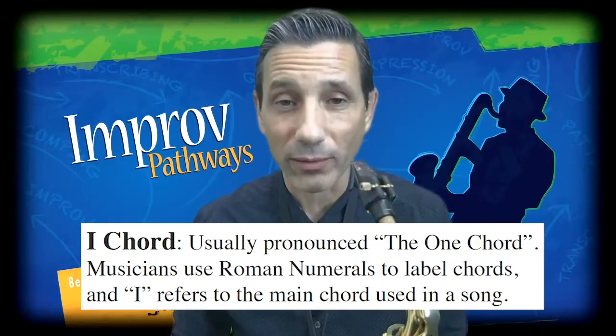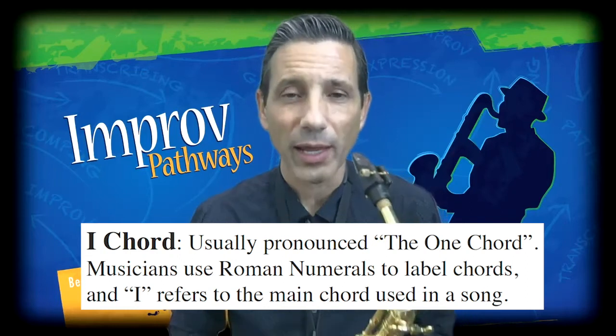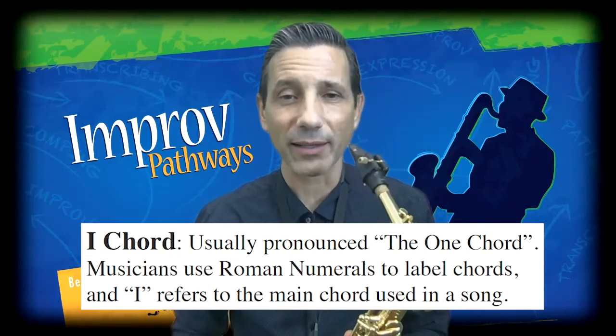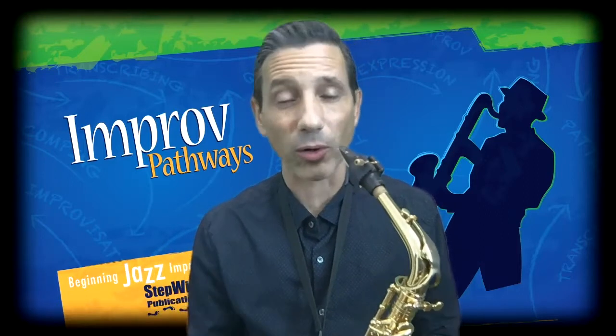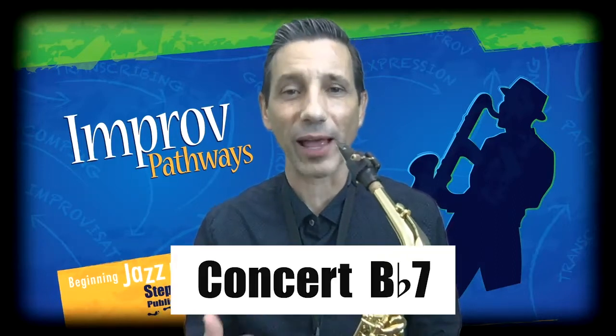Now, we've been focusing so far on a single scale and a single chord, and we're going to call this now the one chord, because it's the primary chord that we're going to use improvising in the songs we're going to learn. So any song has kind of a root fundamental chord that is the basis of that song. It usually starts on that chord and ends on that chord. So in any song, we'll refer to that as the one chord. In our case, the one chord is concert B flat 7.